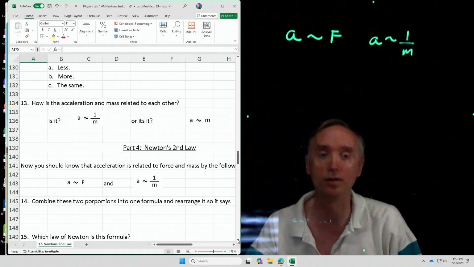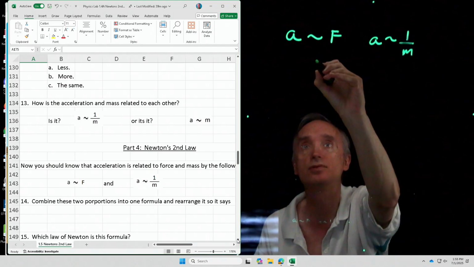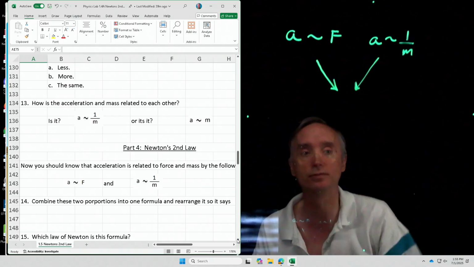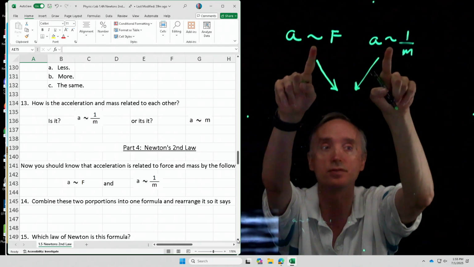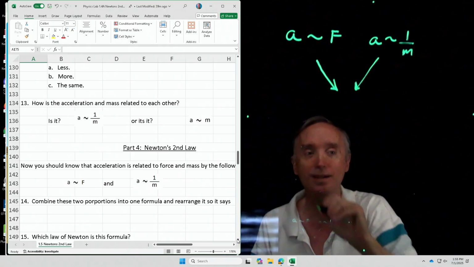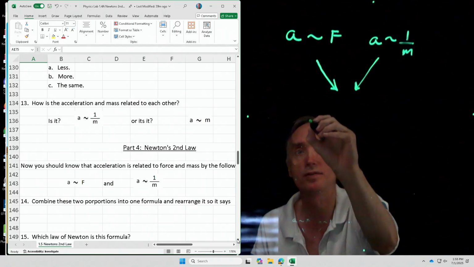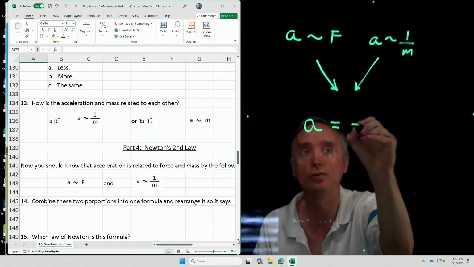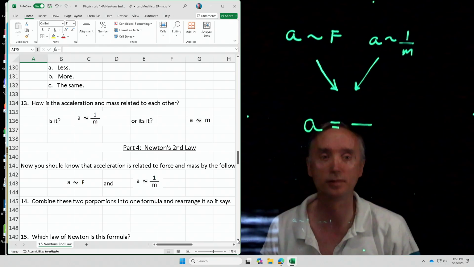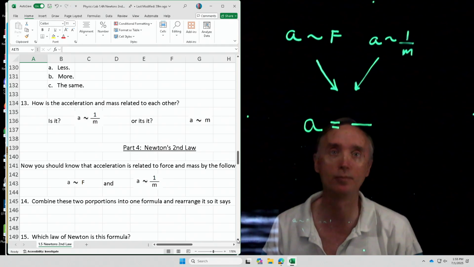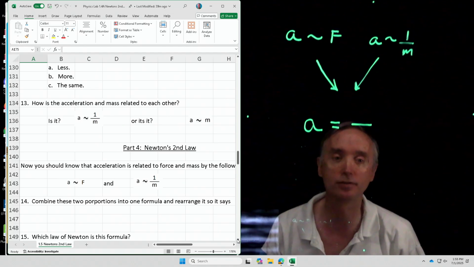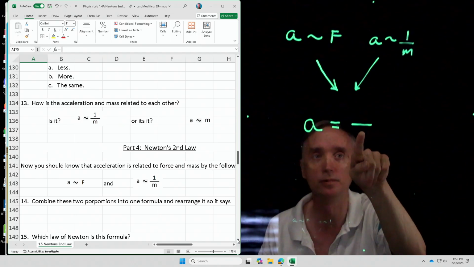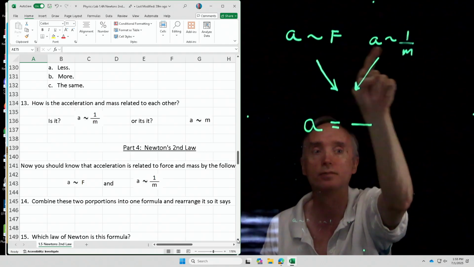So now what we want to do is to put these two things together into an equation. So these were proportions, but now we want it to be an equal sign. So what we want it to say is A is equal to what? Okay, go ahead and put that into the lab now. So it's going to be a fraction. So what's going to go on the top and what's going to go on the bottom based on these two statements here?